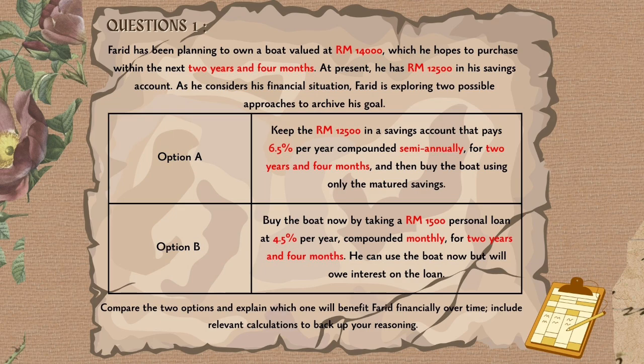He has two options, which is option A and option B. Compare the two options and explain which one will benefit Farid financially over time. Include relevant calculation to back up your reasoning.